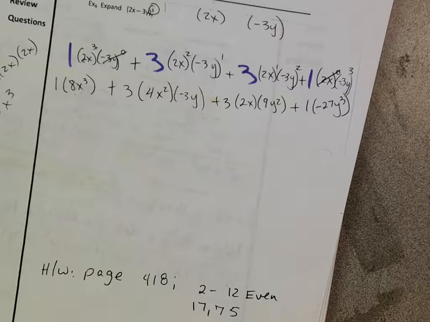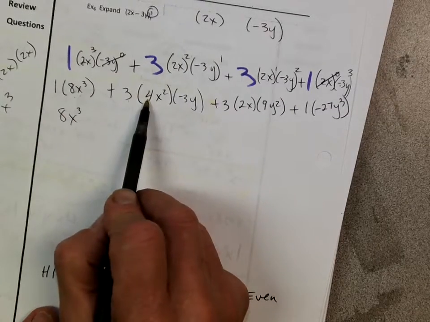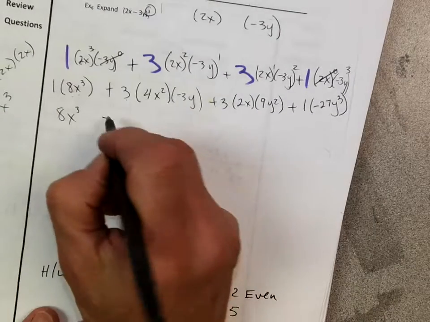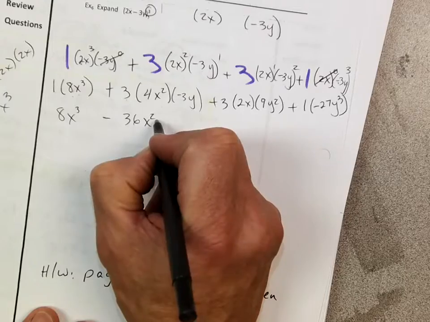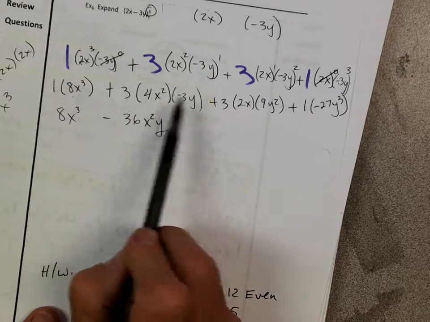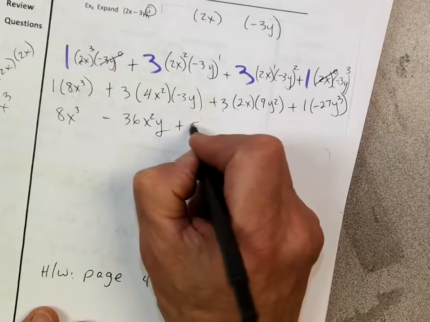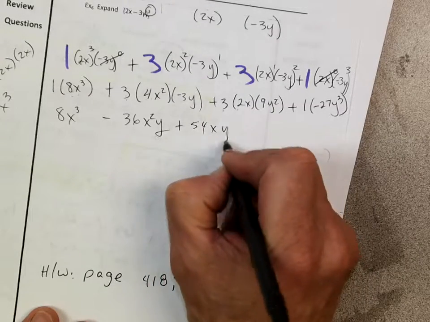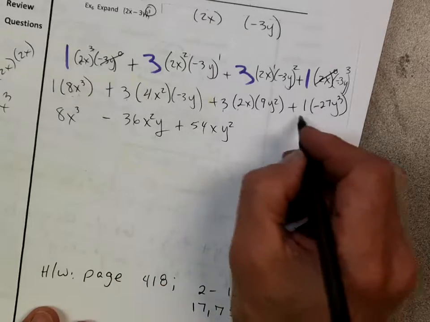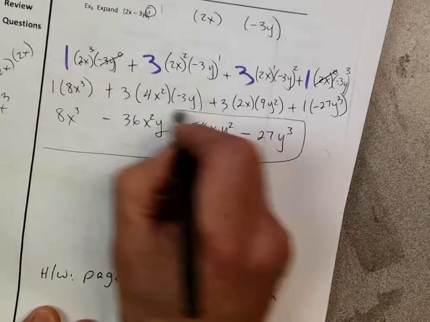I'm not done. But this, believe it or not, is still much easier than doing it out the long way, okay? So, let's simplify a step further. 1 times 8, 8x cubed. 3 times 4 is 12 times a negative 3 is a negative 36 x squared y. 3 times 2 is 6 times 9 is 54, plus a 54 x y squared. 1 times negative 27 is just a negative 27 y cubed. And that's as far as I can simplify it.